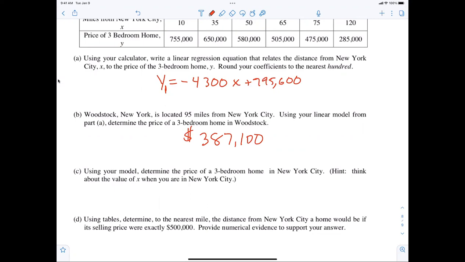All right, now it says for letter C, use your model to determine the price of a 3-bedroom home in New York City. So if you're in New York City, then what's the distance from New York City? 0. Right, so that's just the y-intercept, which everybody should conclude is what? $795,600. Everybody okay with that?